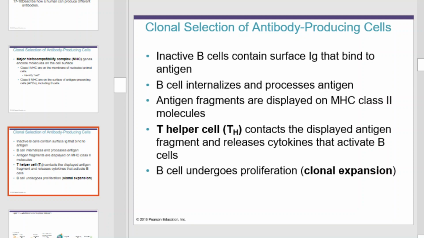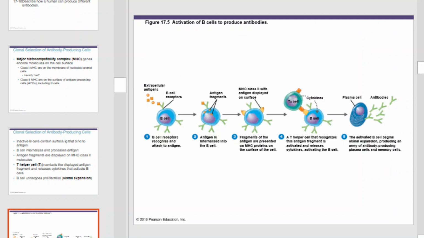Inactive B cells contain surface Ig that bind to antigens. B cells will internalize and process that antigen. Antigen fragments will then be displayed on MHC class 2 molecules. T helper cells, or Th, contact the displayed antigen fragment and release cytokines that activate B cells. The B cell undergoes proliferation or clonal expansion. This illustration shows us the process of activating B cells to produce antibodies.